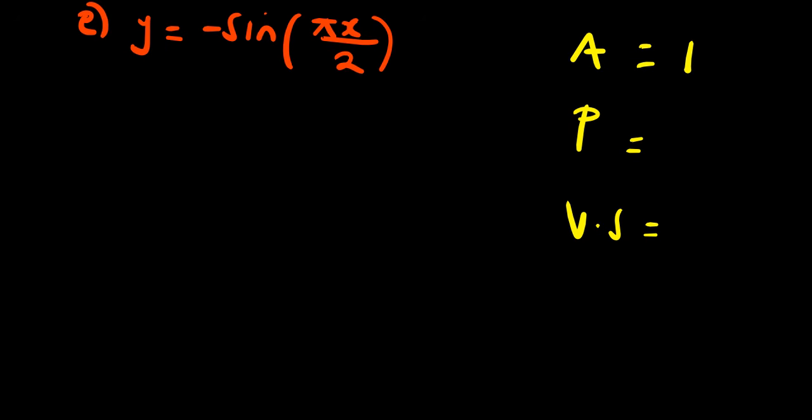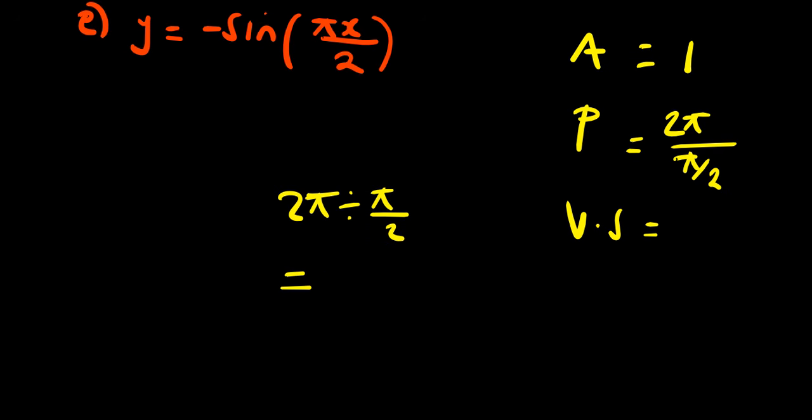Then if we're going to find the period, we're going to say 2 pi over b. In this case b is a number that is attached to letter x. Now you're able to see that what is attached to x is pi over 2. So I'm going to put pi over 2. It means we're dividing 2 pi divided by pi over 2.